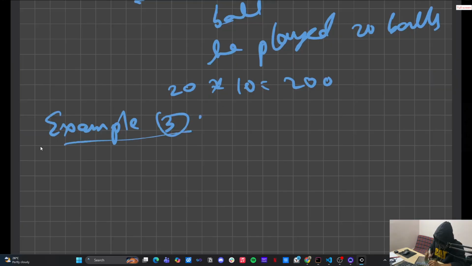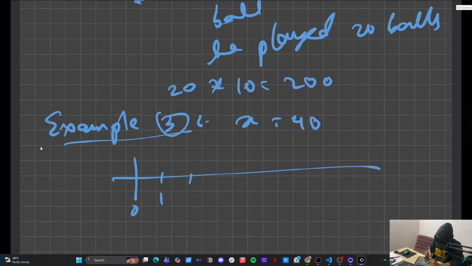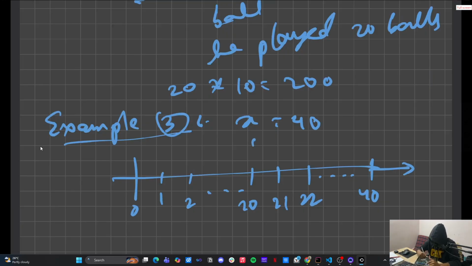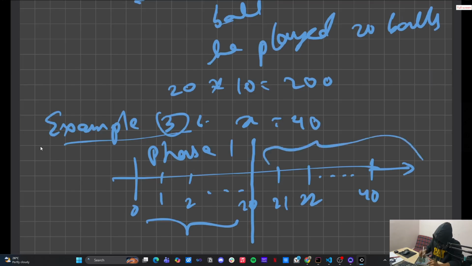Example 3. Here chef has scored 40 runs. If chef has scored 40 runs, which means if you try to take a number line, right? This is score. So the first 20 runs is going to be phase 1, and the remaining is going to be phase 2.